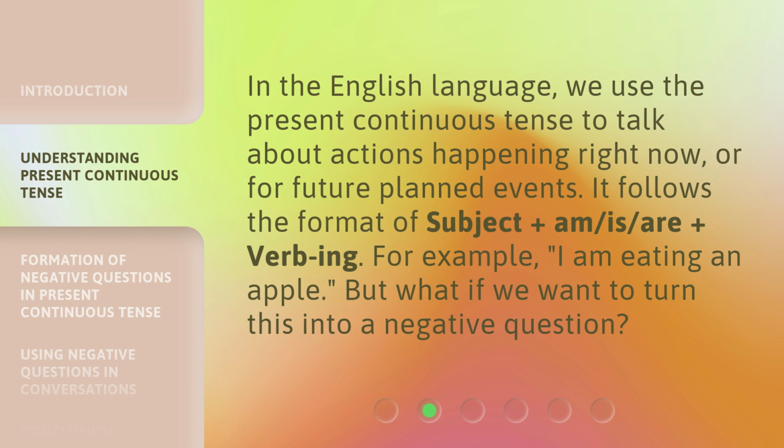In the English language, we use the present continuous tense to talk about actions happening right now, or for future planned events. It follows the format of subject plus am, is, are plus verb-ing. For example, I am eating an apple. But what if we want to turn this into a negative question?